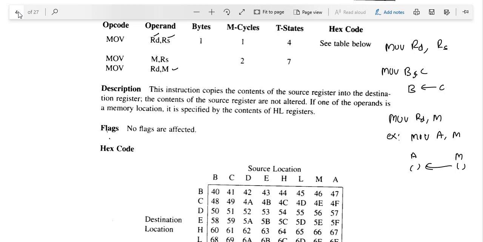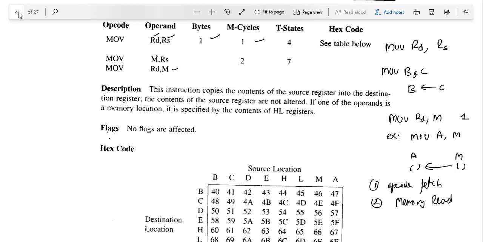In the last lecture, I also told you how you can calculate the machine cycles and the number of bytes. In the first case, the number of bytes will be 1 and machine cycles will be 1 because it is only the opcode. In the second case, the number of bytes will be 1 and machine cycles will be 2, because the first machine cycle is opcode fetch and the second machine cycle is memory read.